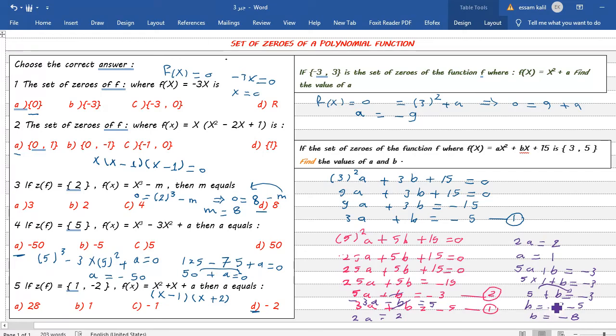Remember, f of x equals 0. Then the zero of f equals what? The f of x equals number 3 or 4. Then the zero of f equals what?